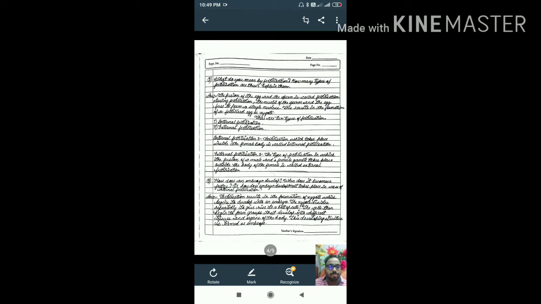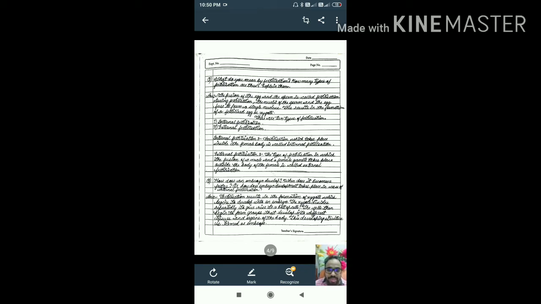Then we have studied the process of fertilization. Fusion of the egg and the sperm is called fertilization. During fertilization, the nuclei of the sperm and the egg fuse. There are two types, one is internal, one is external. Internal fertilization means fertilization that happens inside the female body, and external fertilization is the fertilization which happens outside the female body. Then we have how an embryo develops.